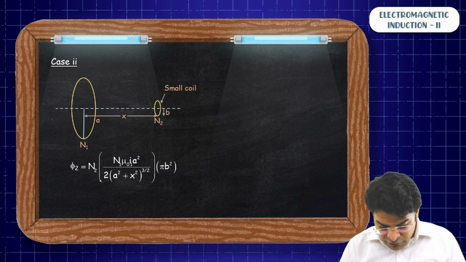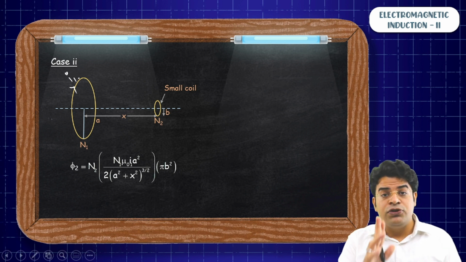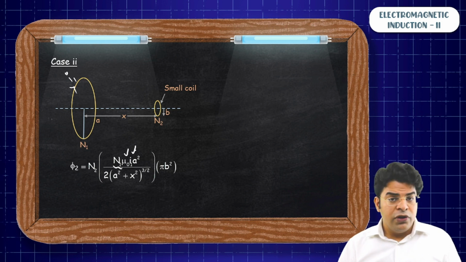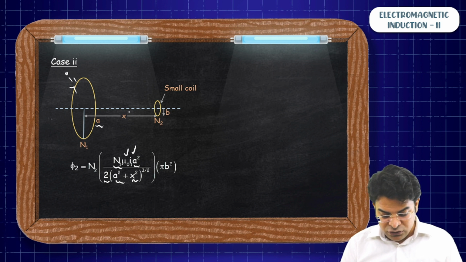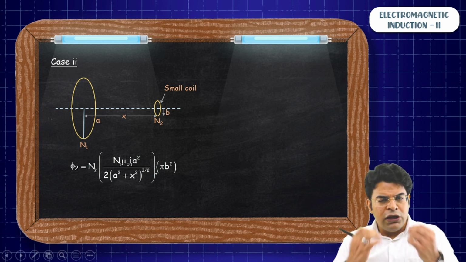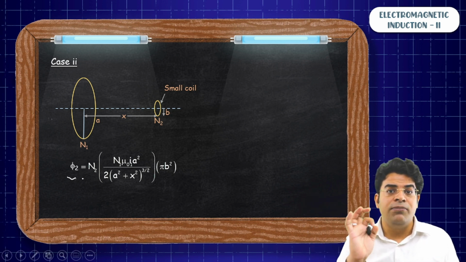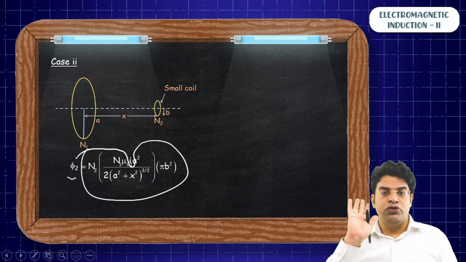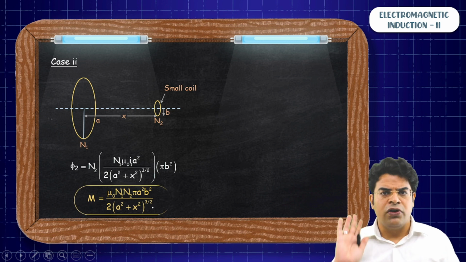Now, when you write the magnetic field, you will say that the magnetic field due to this bigger coil at the position of the smaller coil will be given by the number of turns in the bigger coil times mu naught I times the radius of the coil squared, A square, upon 2 times (A square plus X square, distance squared) raised to the power of 3 by 2. Once you know this, game over. You will say phi 2 equals something times I1, and that something is the mutual inductance. So apart from I1, take everything together. Whole of this is your mutual inductance. So mutual inductance comes out to be mu naught N1 N2 pi A square B square upon 2 times (A square plus X square) raised to the power of 3 by 2.